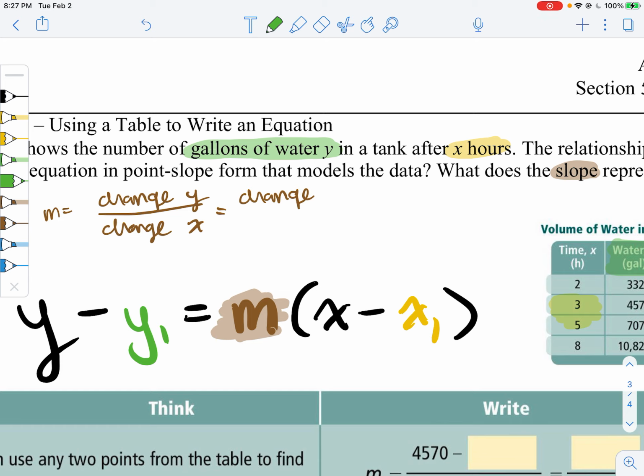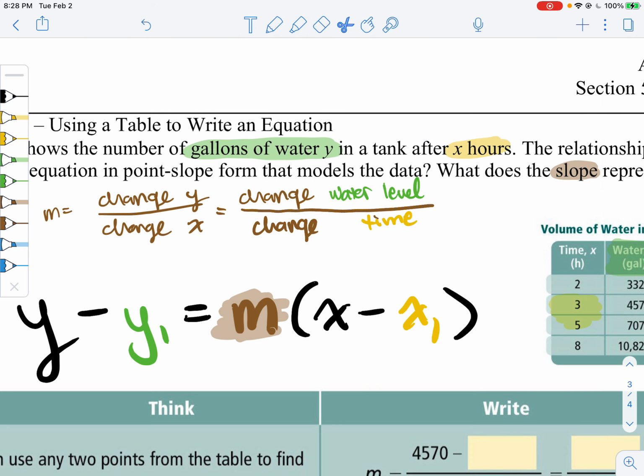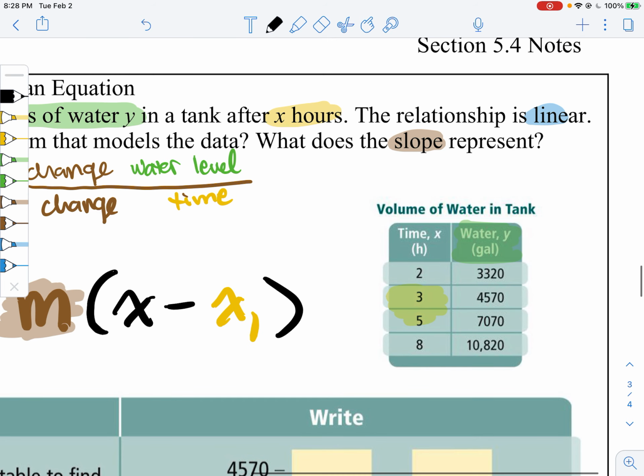So we can say change in, how about water level? Oh, that's fancy. So the change in water level over, what does x represent? Change in time. Sorry, change in time. But let's put some units into this. So water level is gallons. So we've got gallons per hour. That's so fun. Okay, that's going to come in handy. So hang on to that.